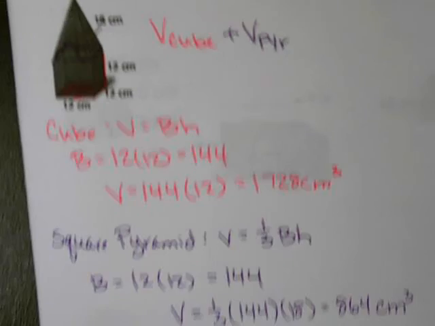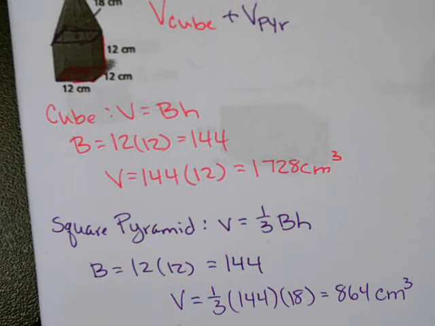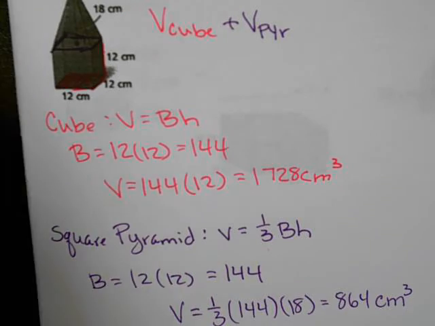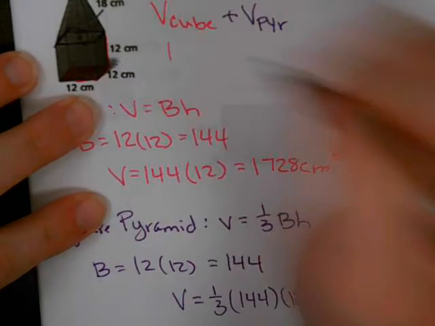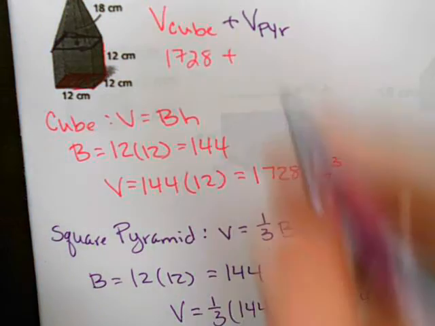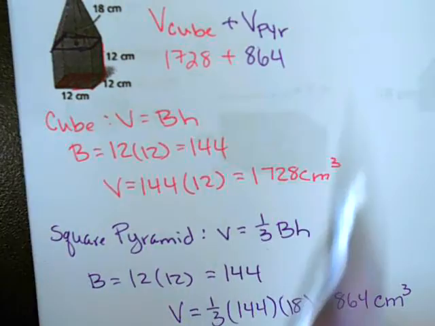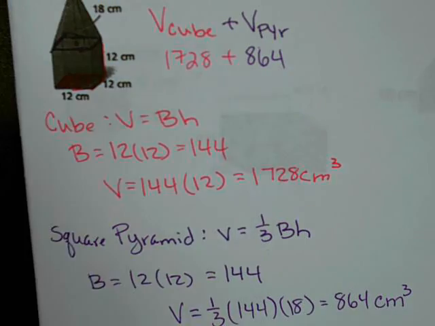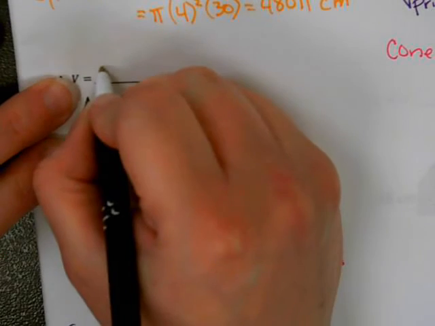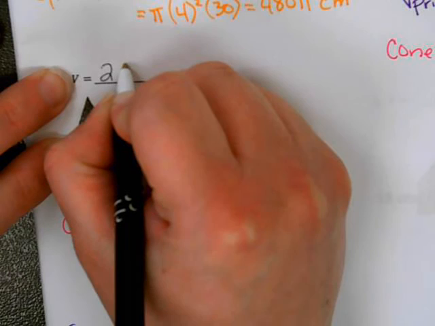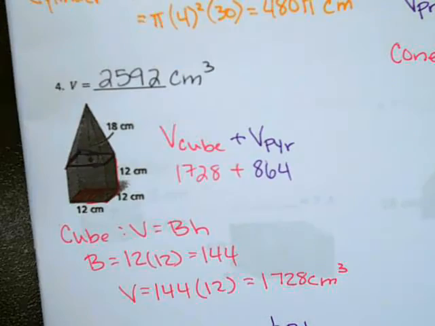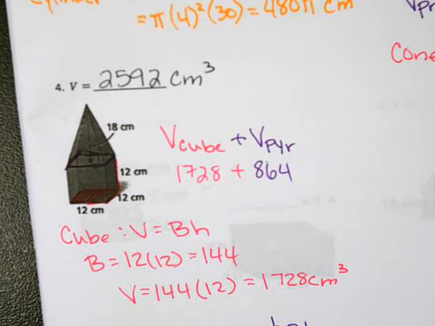Oops, you guys can't really see. Sorry. Now we just have to add them together. The cube and the pyramid together, it kind of looks like a house, right? So we can add the two of them together. 1728 plus 864. And again, I hope you guys are checking my calculations because we know that sometimes I can be wrong. So please make sure you're plugging these in on your own and making sure that they work. But we should get 2,592 centimeters cubed.